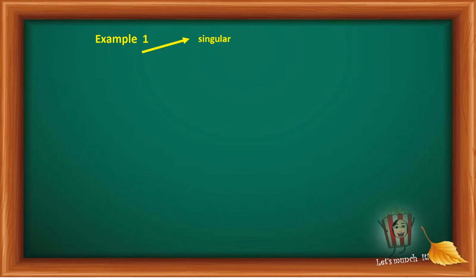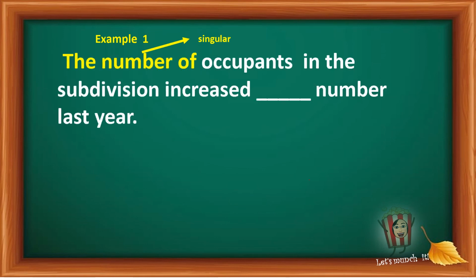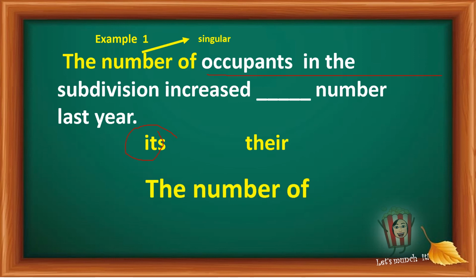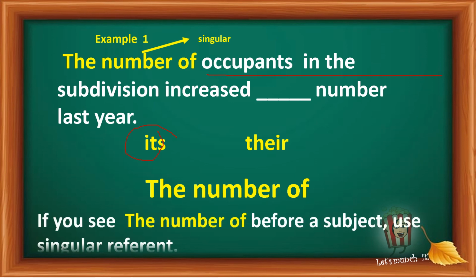Let's have another example. The number of occupants in the subdivision increased blank number last year. Should we use its or should we use their? The correct answer is its. Say, the number of occupants in the subdivision increased its number last year. At first, you might be confused because of the word occupants, which means plural. However, with this rule, we are talking about the use of the number of before a subject. For our tip, if you see the number of before a subject, use singular referent.